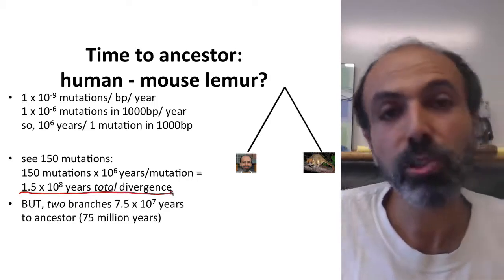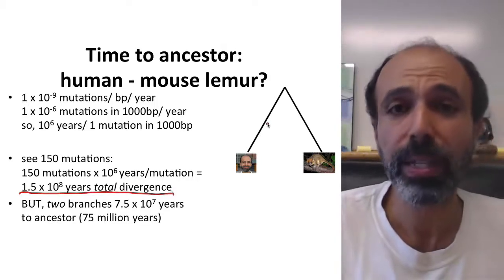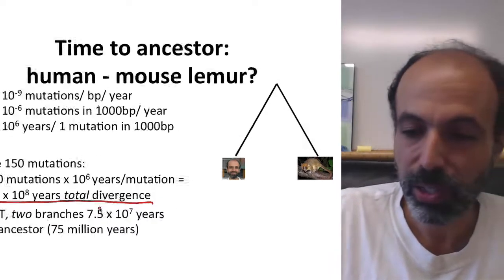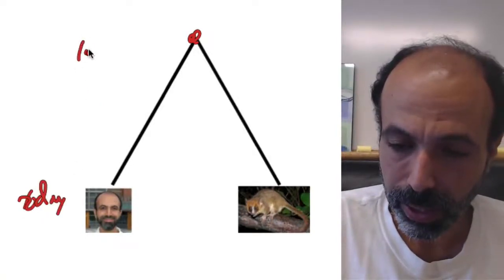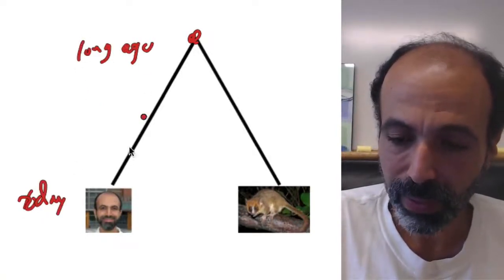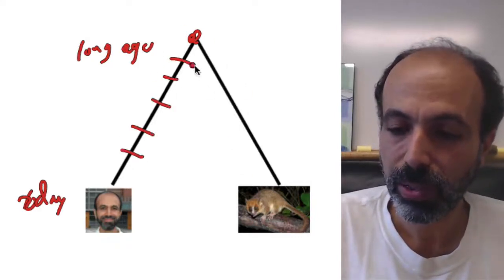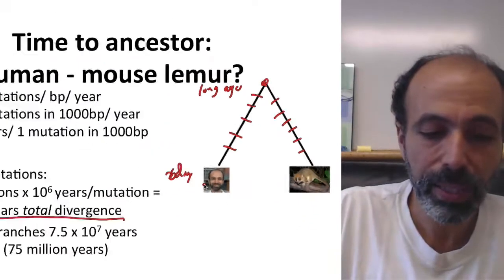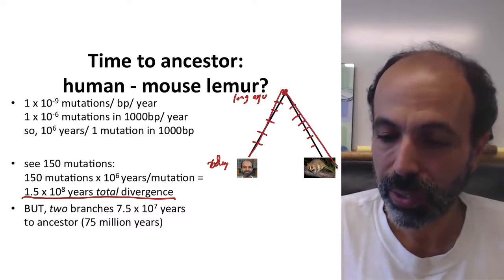This seems like it should be the right answer, right? Because this is saying this is how long it should have taken for us to get these 150 mutations. The problem is there's 2 branches. So here's our common ancestor in time. Here's today, here's long ago. So we have this change over time. We have these 150 mutations that distinguish us. Now some of these mutations are on this lineage, but some of them are also on this lineage. So when we're saying this 1.5 times 10 to the 8th years, we're actually summing both of these things together.